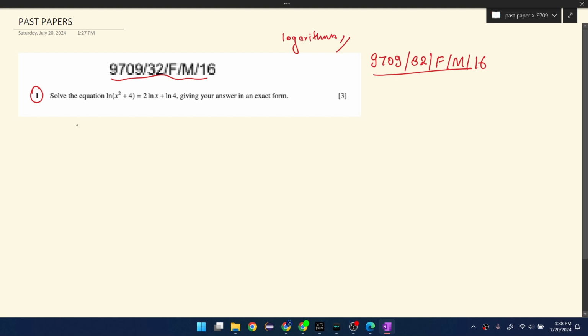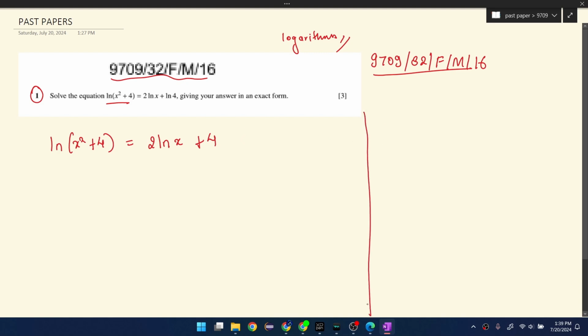So solve the equation ln of x squared plus 4 is equal to 2 ln x plus ln of 4. So let's just write it down. Ln of x squared plus 4 is equal to 2 ln of x plus ln 4. So what's gonna be our approach to this question?